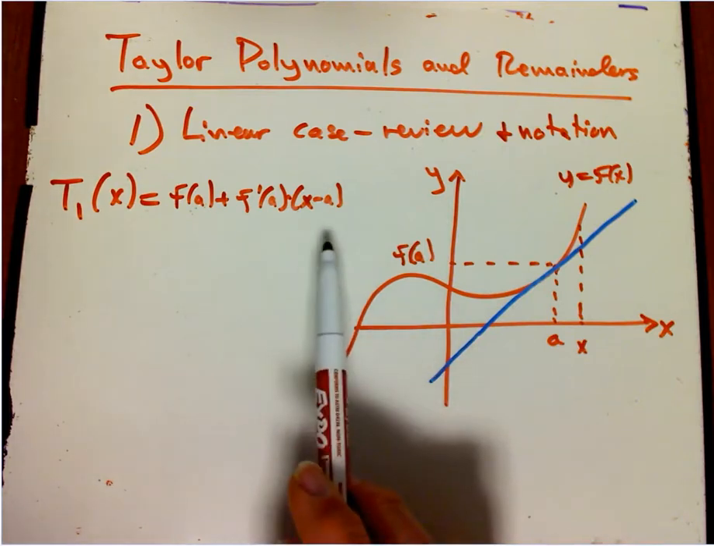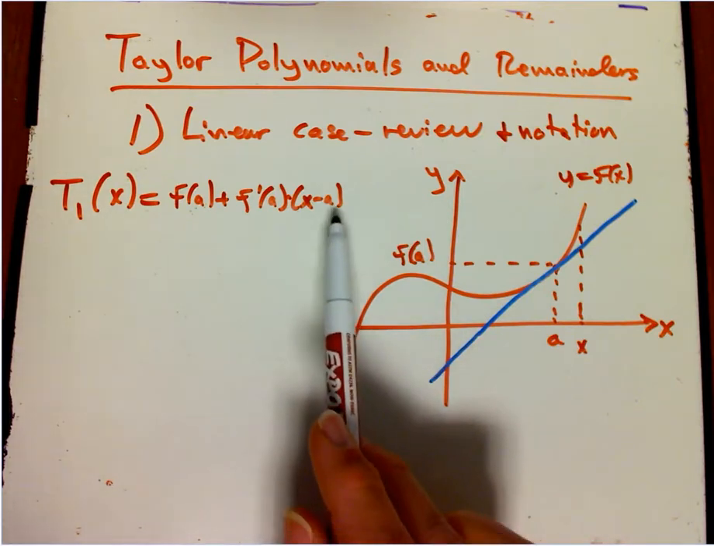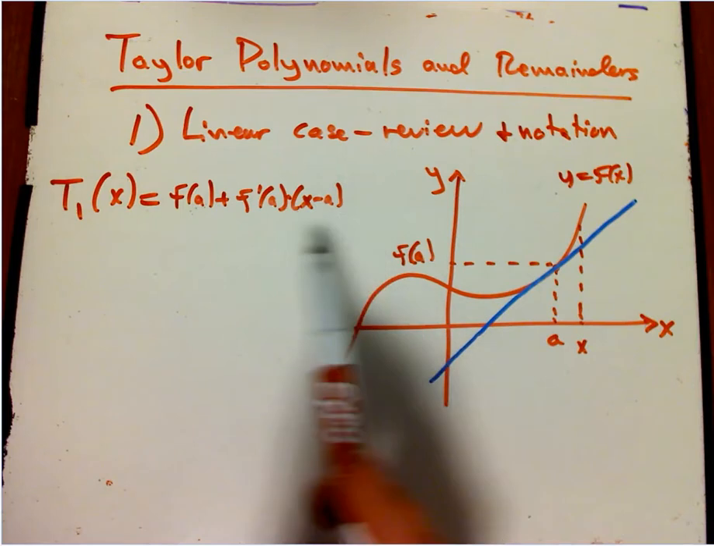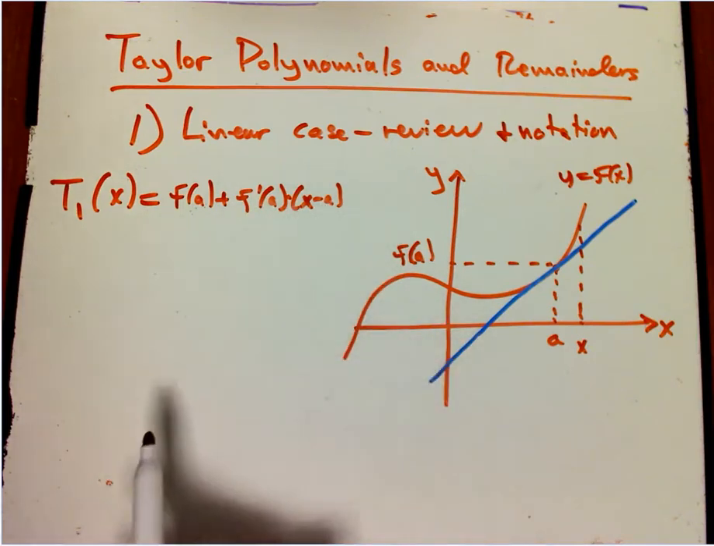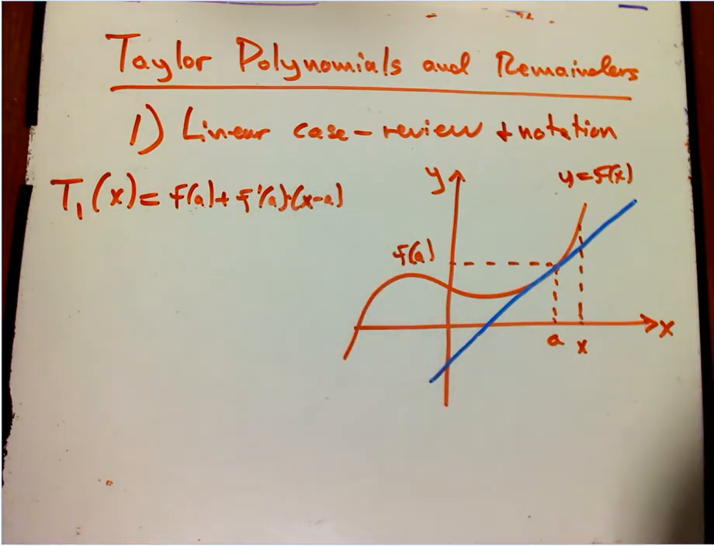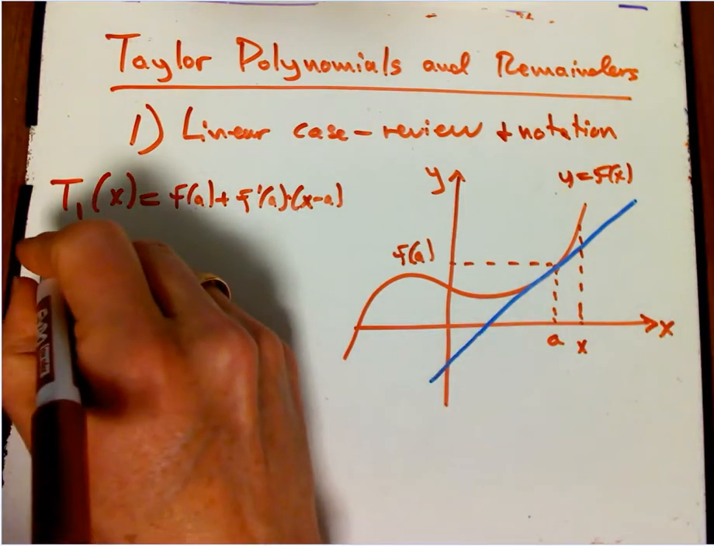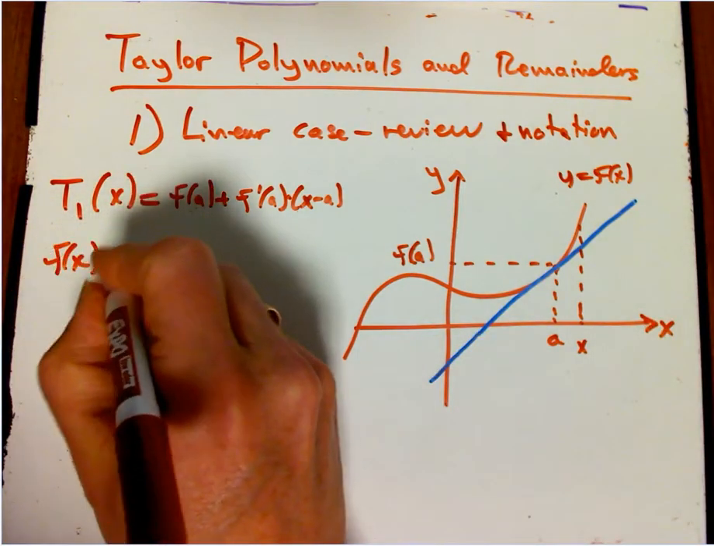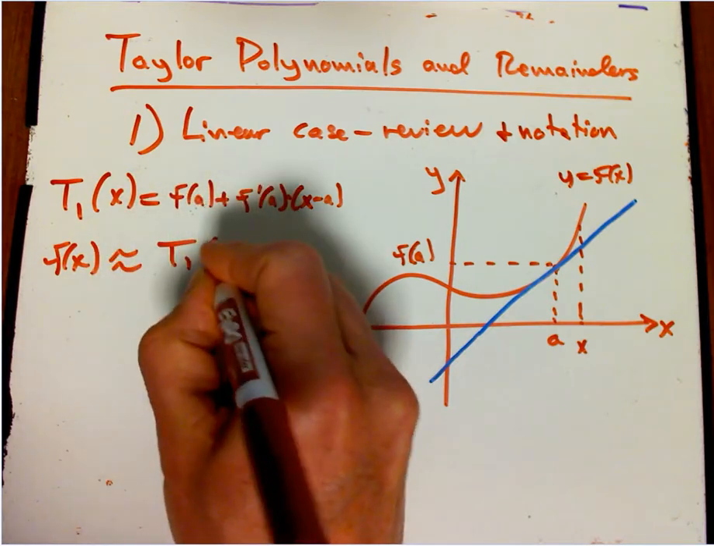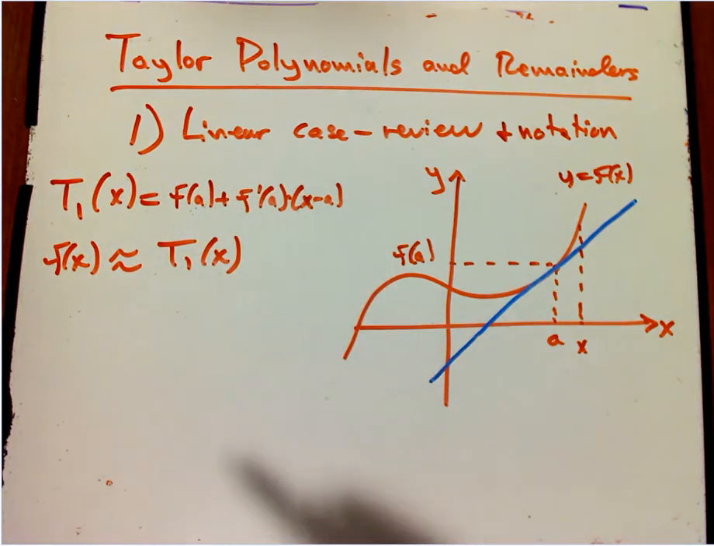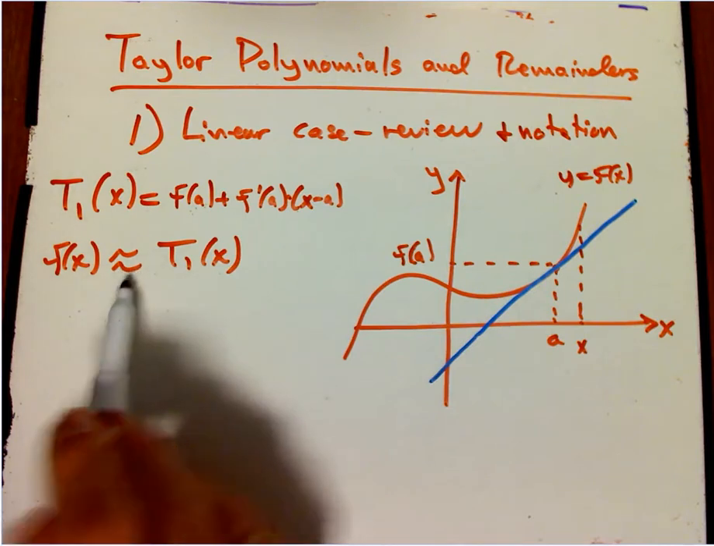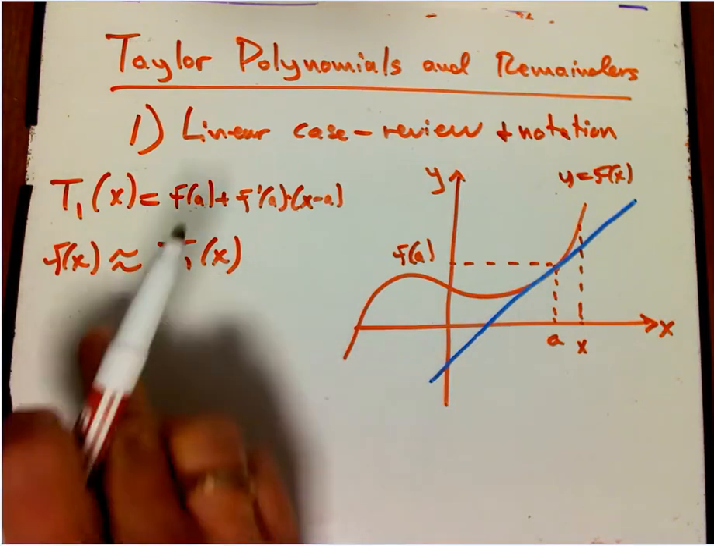Now, one special case that comes up a lot is where a equals 0, and then it's not an issue, and it's going to be just a little simpler. But we want to do it in general for some base point a. So we want to say, roughly you could say the point is f of x is approximately equal to T1 of x near a. That's pretty vague. How approximately and how near? So we want to be more precise about that.